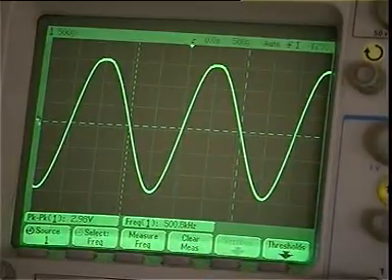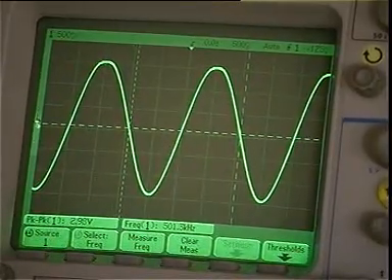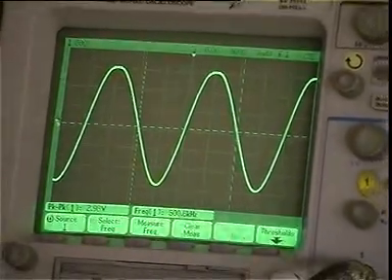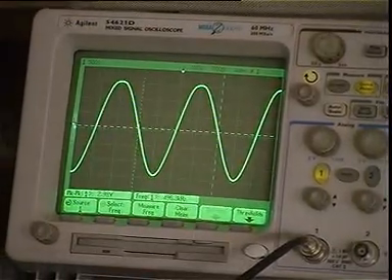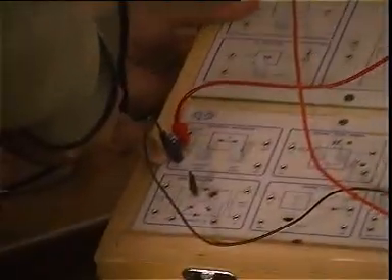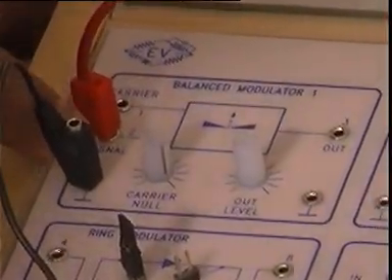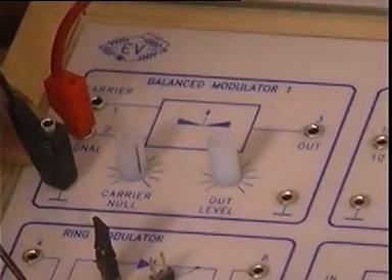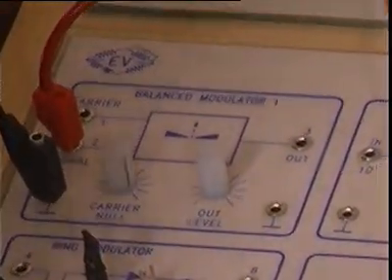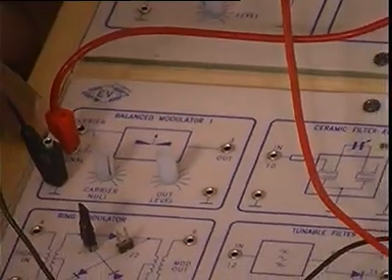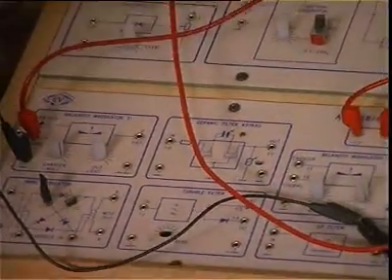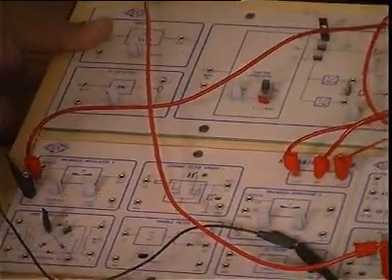Now we are going to feed these two signals into what is called a product modulator. In this kit, this is the product modulator, also called a balanced modulator. It has two inputs. One is for the carrier, the other is for the signal. I will feed the carrier into this carrier input. I am taking the message signal from here and connecting it to the signal input.